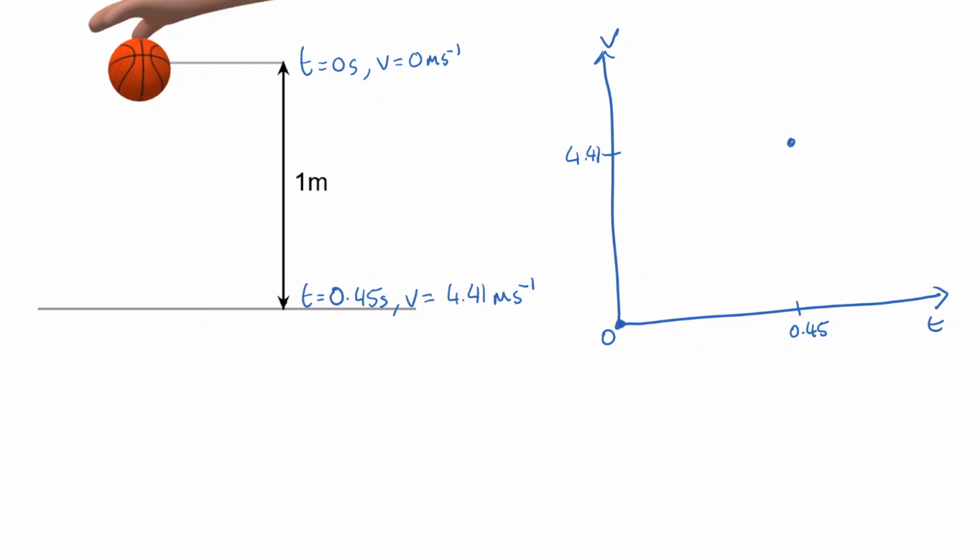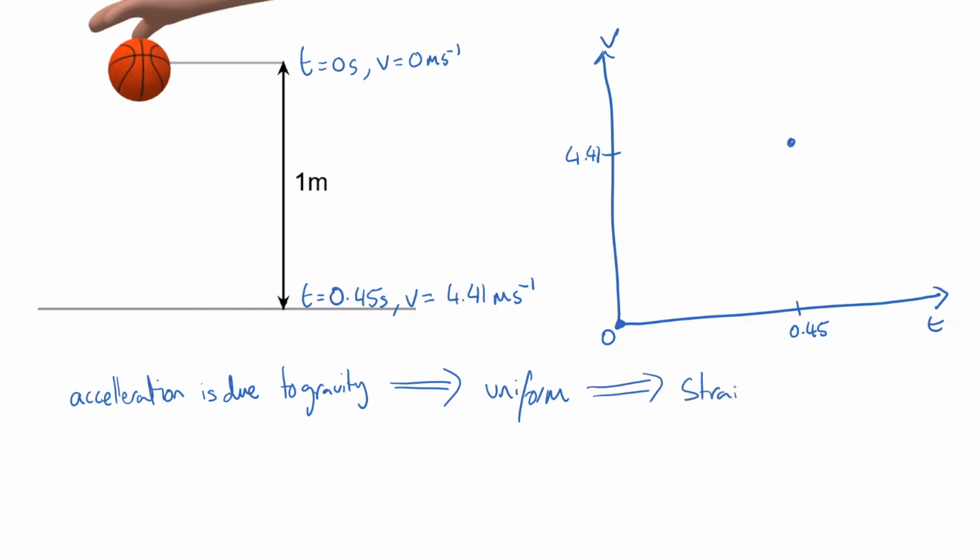And all of the acceleration in this system is due to gravity. So that implies that the acceleration is uniform. And if it's uniform, that means our graph is going to be a straight line. So we can just draw a straight line between these points. Okay, so let's try and find the acceleration. So what's the acceleration? That's our question.